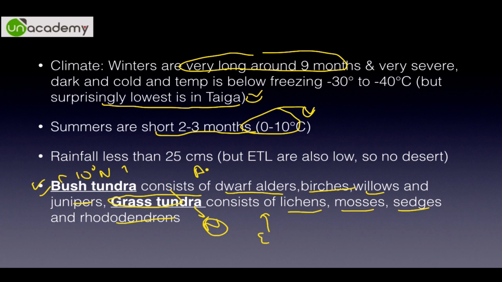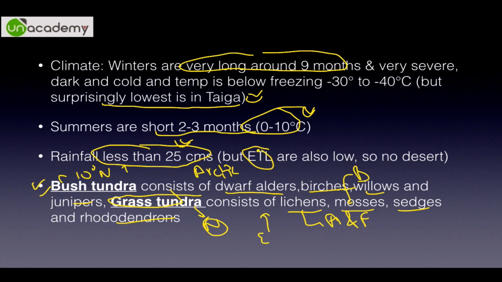So this is further northwards or southwards depending upon where you are looking. This is true of Arctic tundra more or less. So this is northward. Now lichens are a mutual symbiotic relationship between algae and fungi. Mosses are nothing but bryophytes, and rhododendrons are small trees. And finally, rainfall is less than 25 centimeters, but since the evapotranspiration losses are extremely low because there is not much sunlight, there are no desert-like conditions.